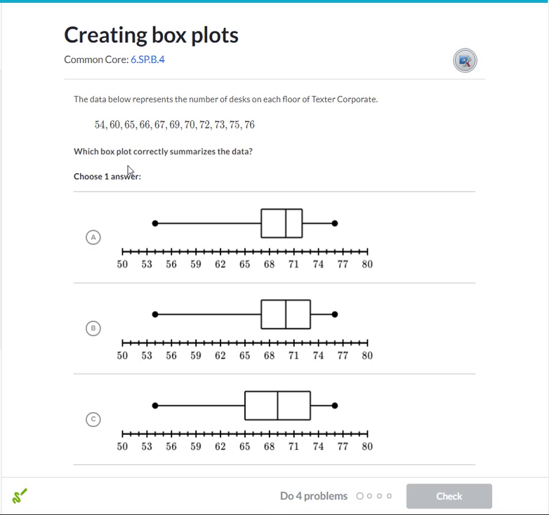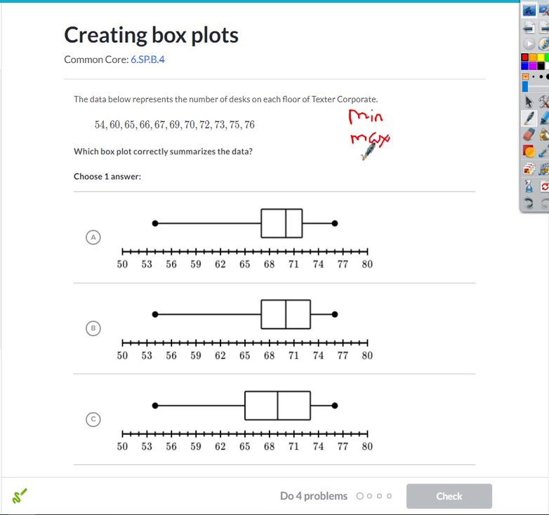So when we are going to create a box plot, as we just said, we have to find a few pieces of data. We have to find the minimum, the maximum, the median, quartile 1, Q1, and Q3. If we find all those points, we'll have everything that we need to draw our box plot, and in this case, identify the correct box plot.